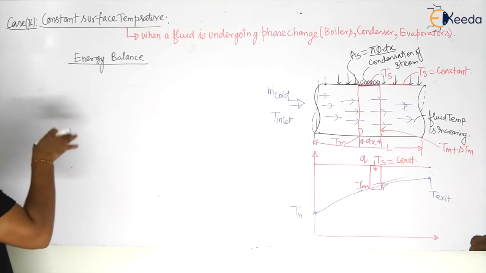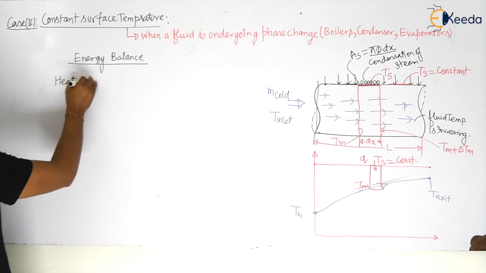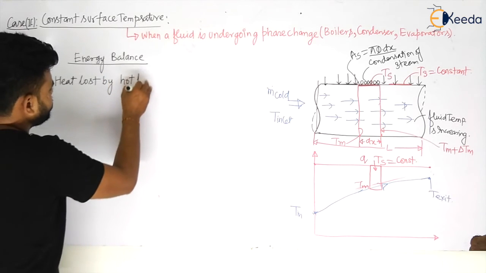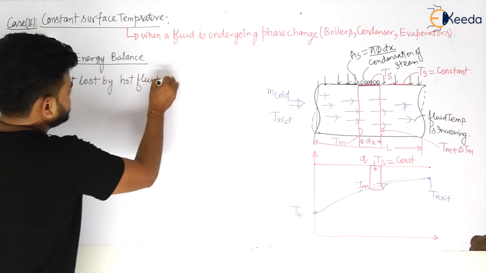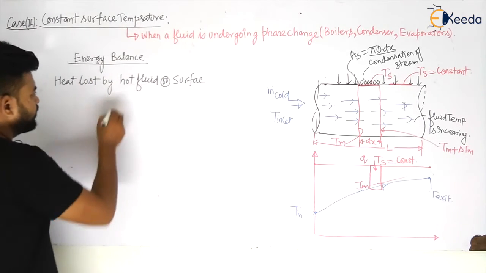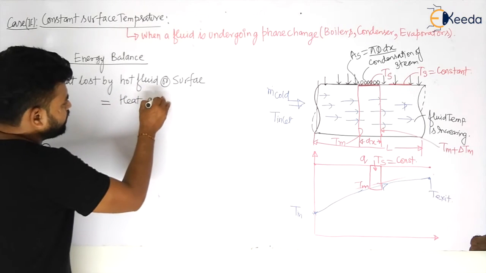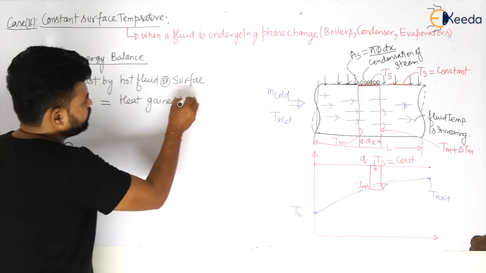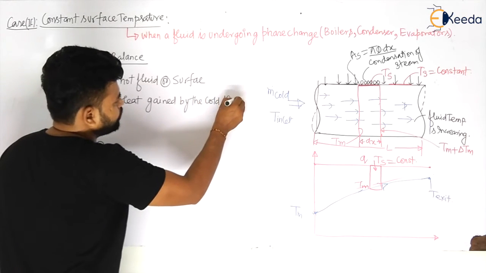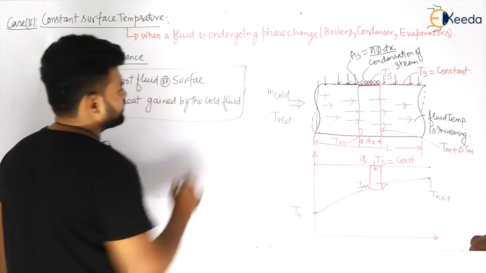If I do the energy balance for this small element, the heat lost by the hot fluid, or the surface of the wall, will be equal to the heat gained by the cold fluid. So this will be your energy balance equation.